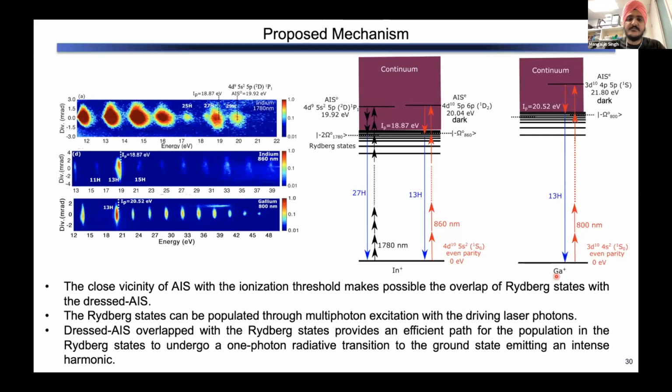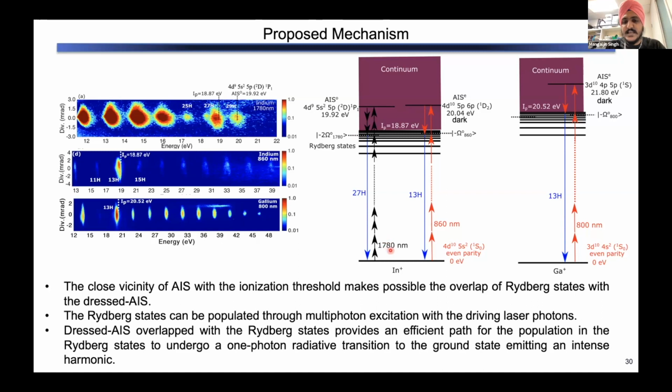So in an effort to explain the generation mechanism, the mechanism is still not clear, but this is what we think could be the possible explanation. Here is the energy level diagram for the indium ion. We have the ground state at 0 eV, which is the reference. We have the autoionizing state at 19.92 electron volts, and the ionization threshold, in the case of indium, at about 18.87 electron volts.